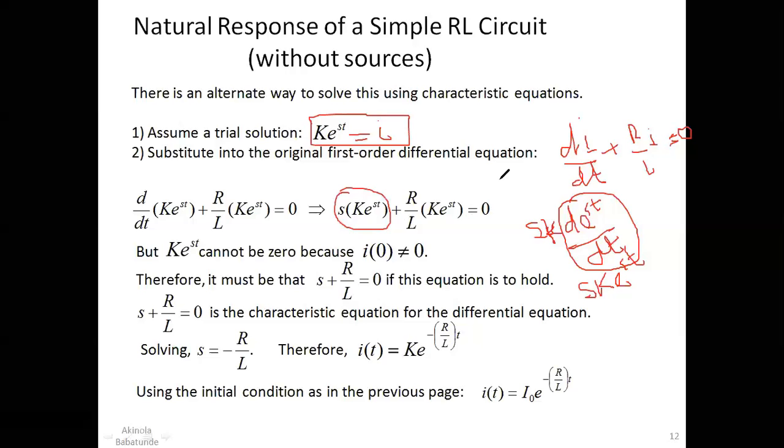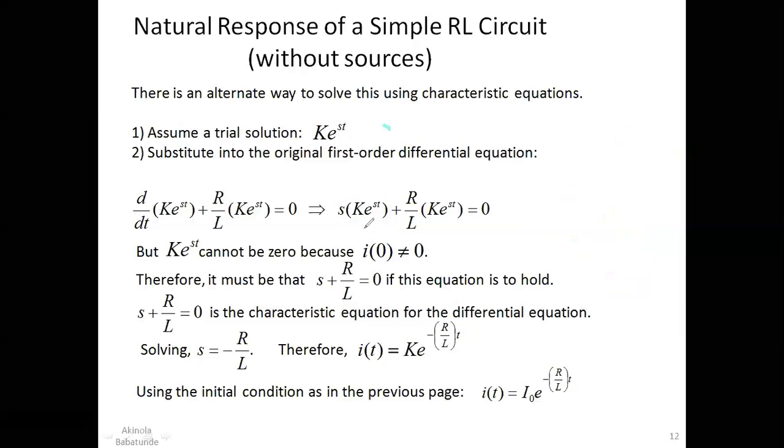If you look at this critically, this is like an equation we want to solve. Okay, so if you pick up the like terms here, K exponential st is common to both terms. If you take this out, what you have left in the bracket will be s for this particular part of the equation. And here, if you take K exponential st out, what you have left is plus R over L. This part of the equation equal to 0. This is what you're going to have left here.